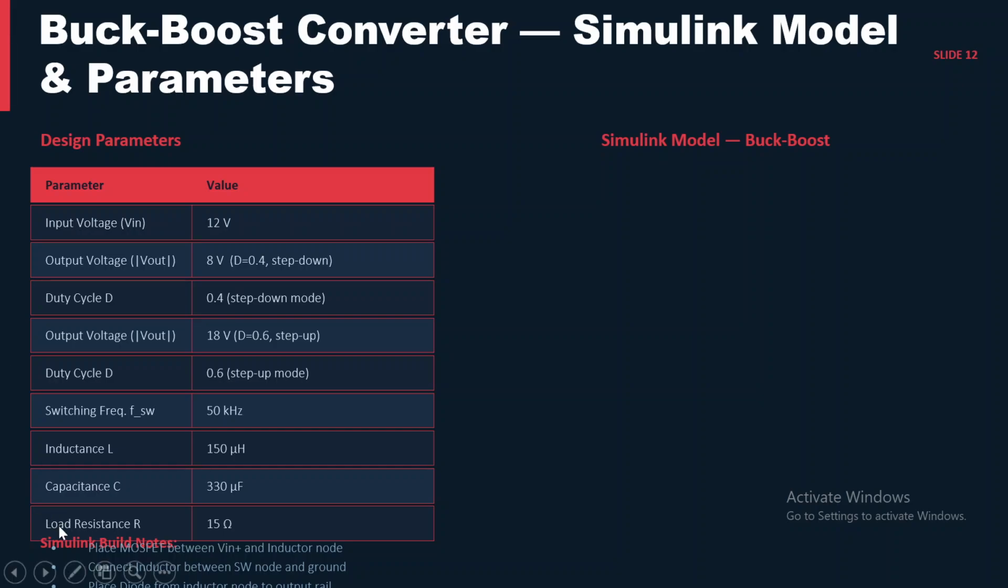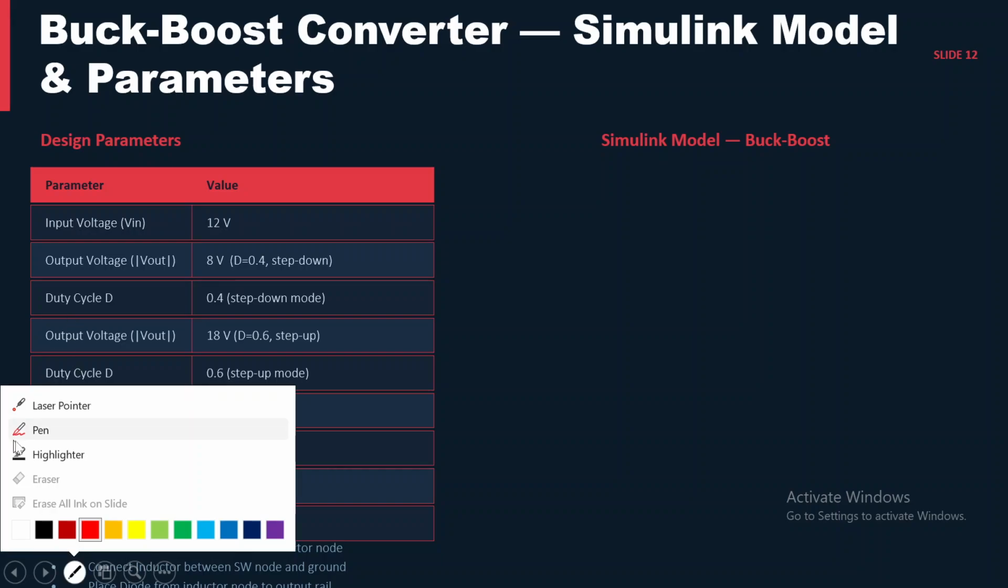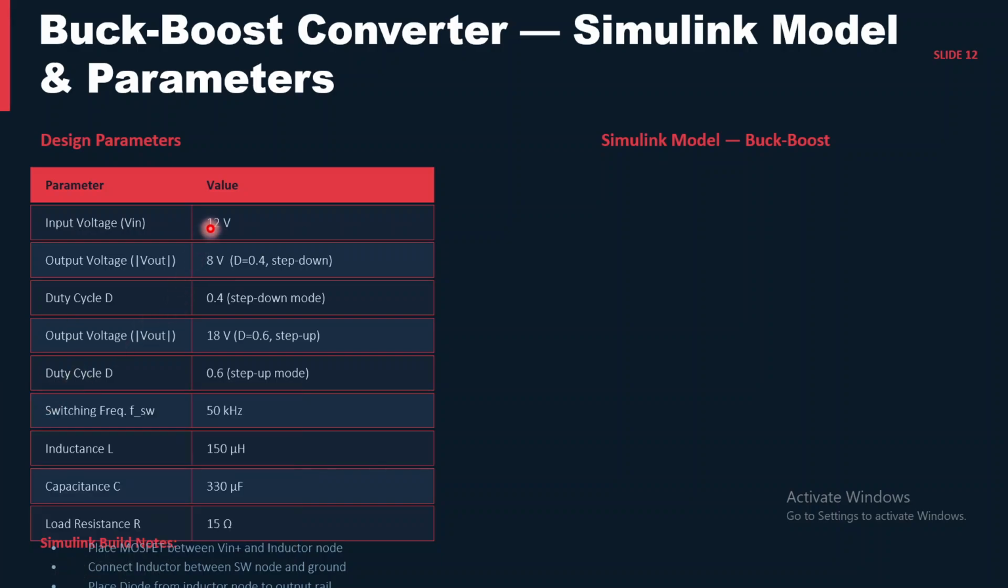Okay, there are two options here, so I will show you. Input voltage is 12 volts. If you make the duty cycle 0.4, the output voltage will be 8 volts, and if you change the duty cycle to 0.6, it will act as step up, and the same 12 volts will be converted to 18 volts. Here the switching frequency will be 50 kilohertz.